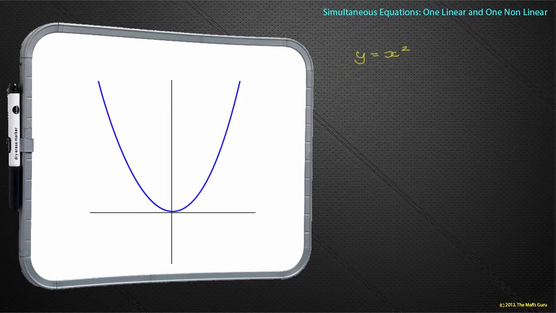What about if I now add another line on? That could, for example, have the equation y equals 3x plus 5. What are simultaneous equations? They're actually nothing more than where two graphs effectively cross. So we can see now that this graph crosses at this point here and this point here.